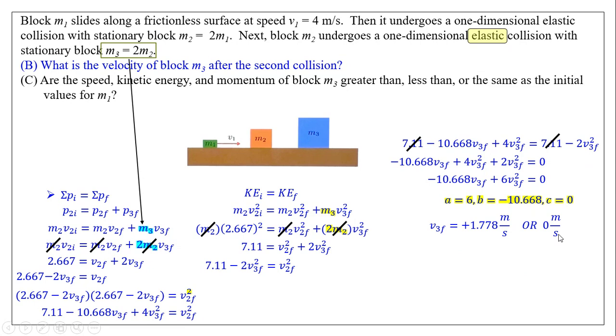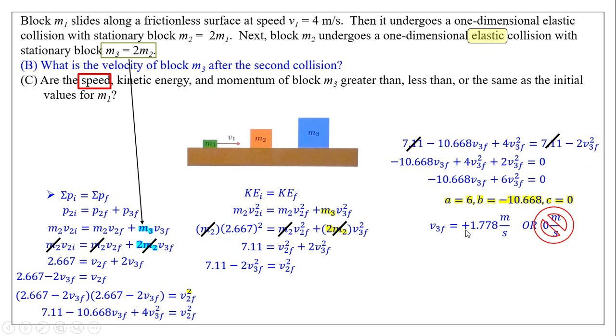Once again, if you heard my reasoning in part A, 0 for this one is kind of stupid. It doesn't make any sense because once M2 collides with M3, M3 has to move forward. It cannot be 0, okay? So 0 by deduction is just a dumb answer to go with. So even though you get two answers, you have to use common sense here. All right, so I'm going to say that V3F would be 1.778 meters per second. Okay, so that's the answer for part B. And you do need the positive sign in this one because part B asks for velocity, which is a vector.